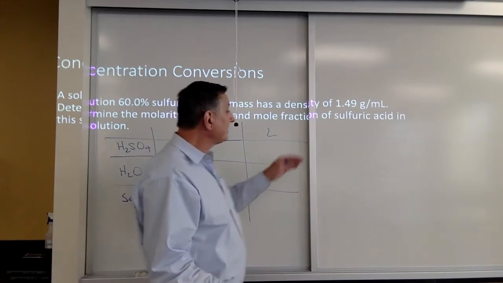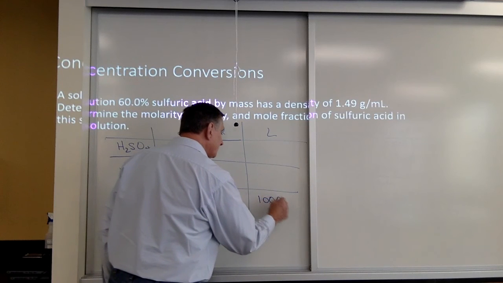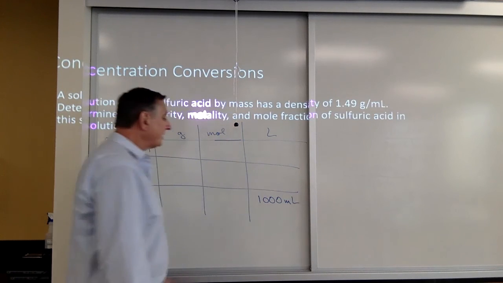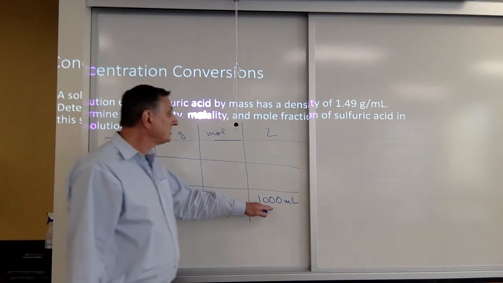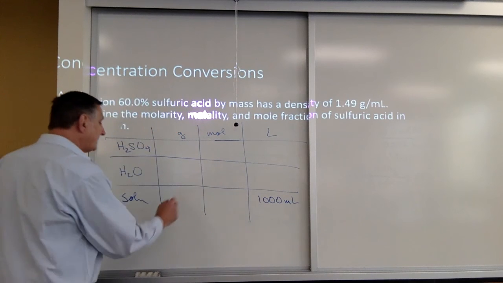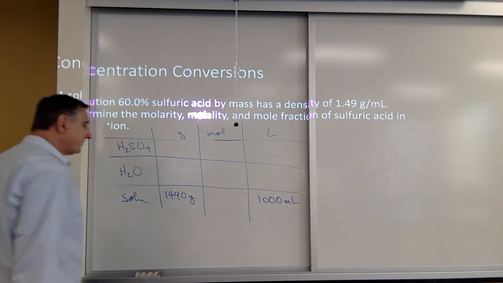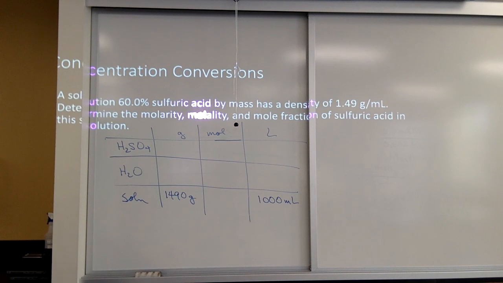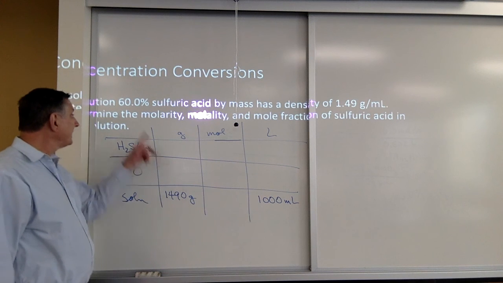So here's what a lot of my students in the face-to-face class did. They said, all right, let's say that we have 1,000 milliliters of solution. That's a great starting point. What's our mass here? 1,490 grams, if this is our total mass.